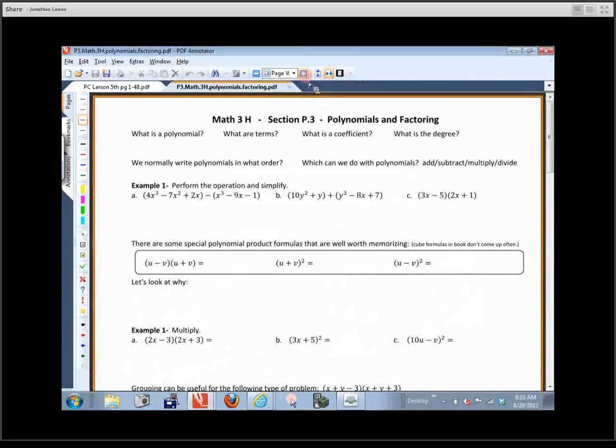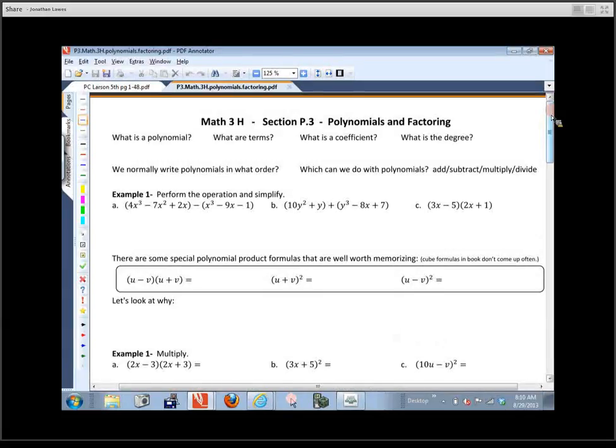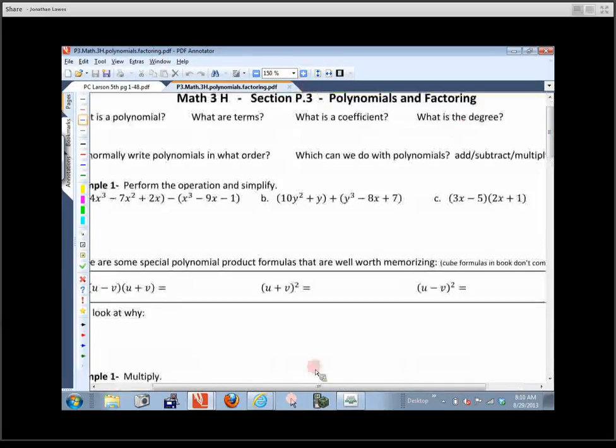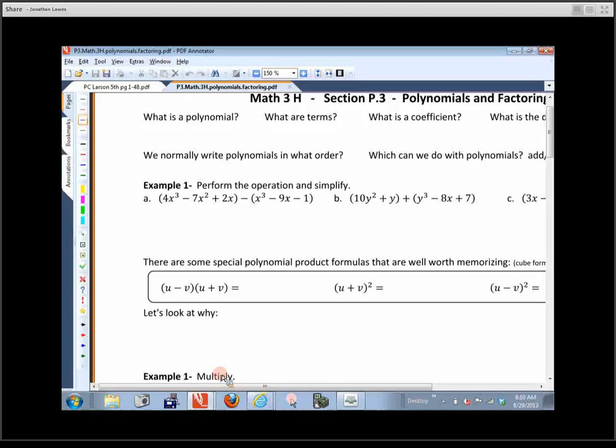So let's make sure we're all on the same page here. Can somebody tell us what a polynomial is or describe a polynomial for us? It usually has more than two terms, but it doesn't have to. Polynomial means many terms. Okay. It usually has two or more.